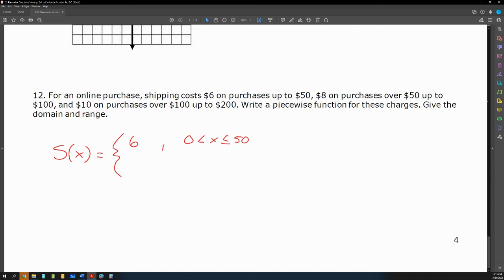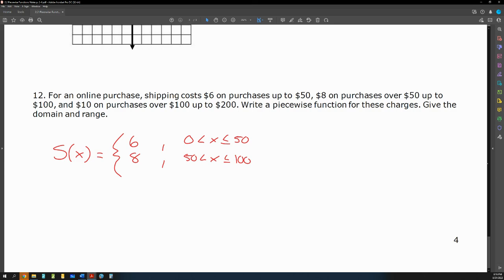For the second piece, we're spending $8 on shipping, and that's a flat rate. Doesn't matter between that range how much you spend, you're going to be spending $8. Now the domain here is from 50 to 100. So if you spend $50, then you're going to be spending $6 on shipping. But if you spend over $50, then you're going to be spending $8, and that's all the way up to and including $100 purchases.